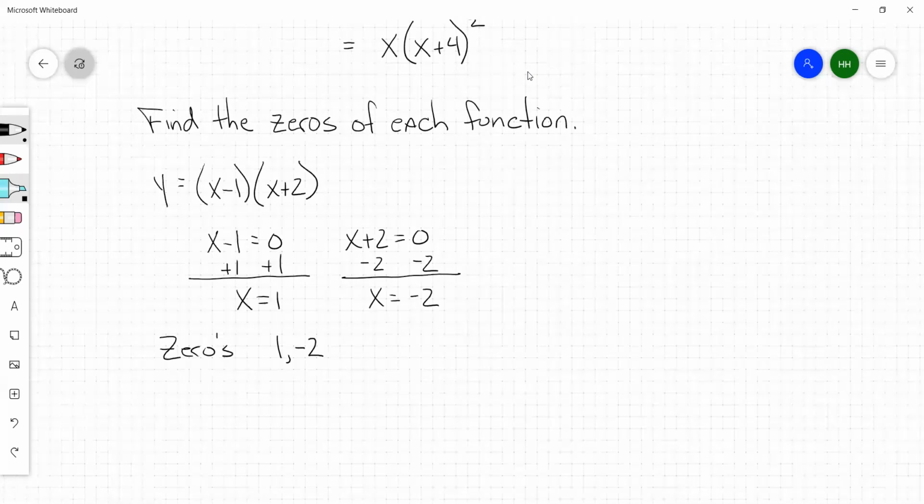The zeros, remember, that's where the graph hits the x-axis. It's where the graph hits the x-axis.